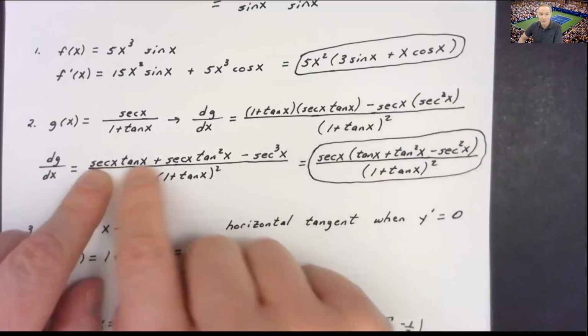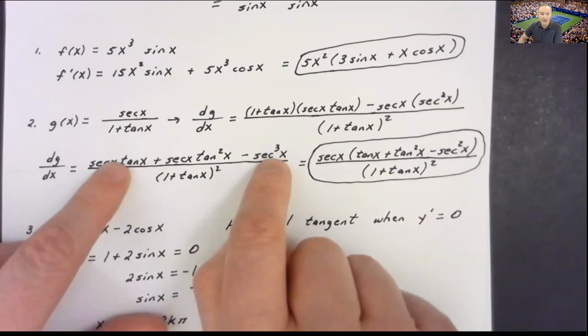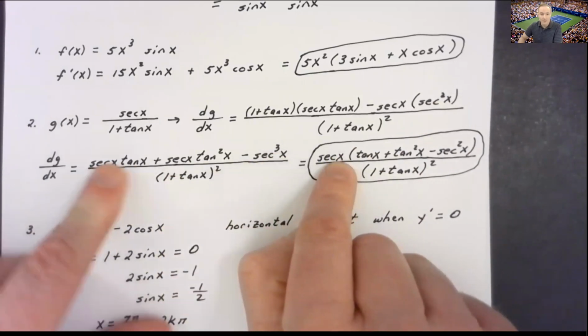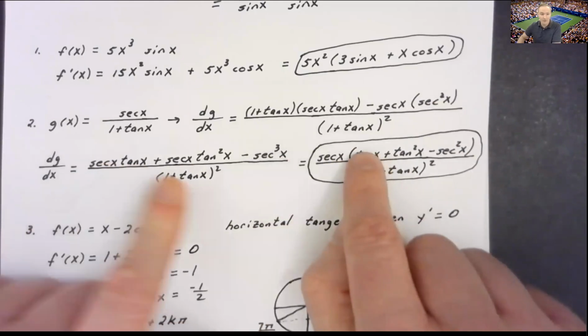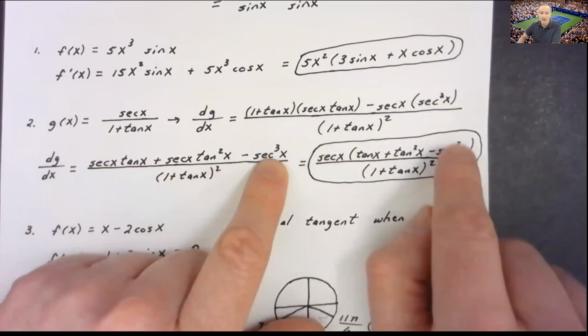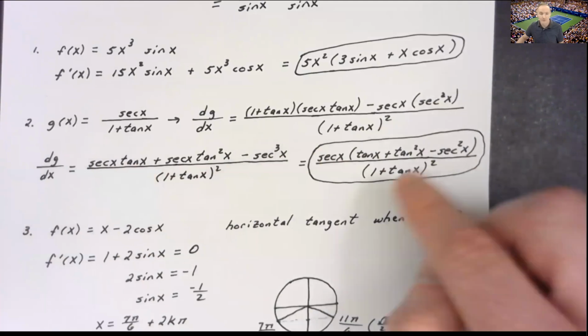Now I look at all three terms in the numerator and I can say, well, okay, I could factor a secant x out of all three of those terms. And when I do, I'll be left with tangent x plus tangent squared x minus secant squared x. And I would have my fully factored final fantastic form of the answer.